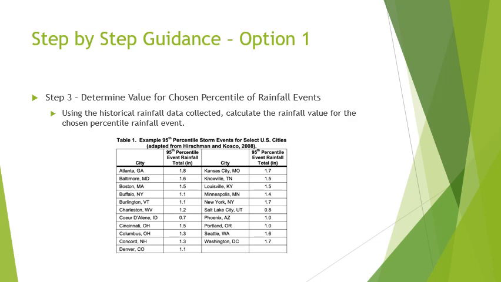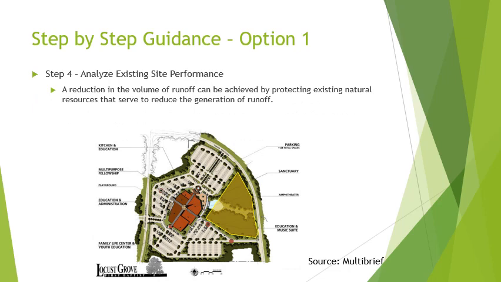This chart shows why it is important to do these steps because given a different region in the United States or any project area, you'll have vastly different rainfall depths that you'll be using to design your site. Step 4 involves analyzing existing site performance. So the reduction in runoff can be achieved by protecting existing natural resources that serve to reduce the generation of runoff.